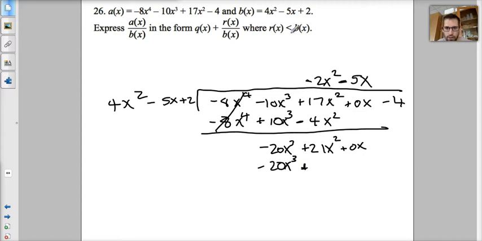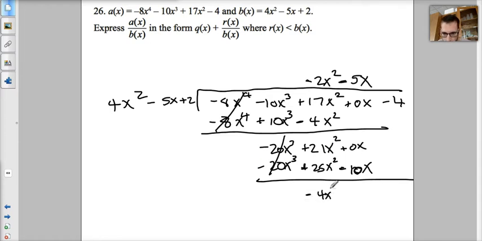Plus, or maybe it'll be a minus, I shouldn't assume. Negative 5 times negative 5 is a positive 25. X times x is x squared. Negative 5 times 2 is negative 10x. Subtract. Those cancel. 21 minus 25 is negative 4x squared. 0 minus negative 10 is a positive 10x, bring down the negative 4.